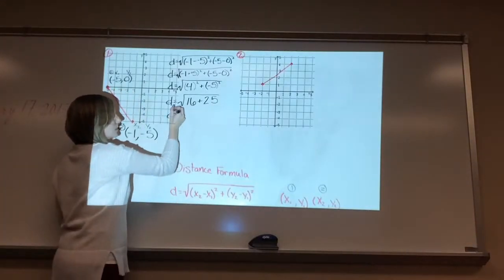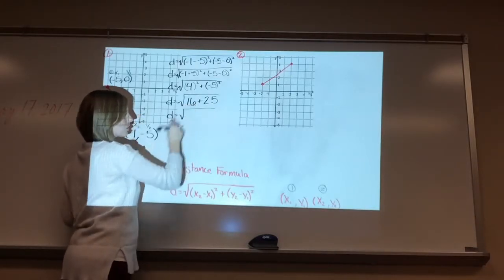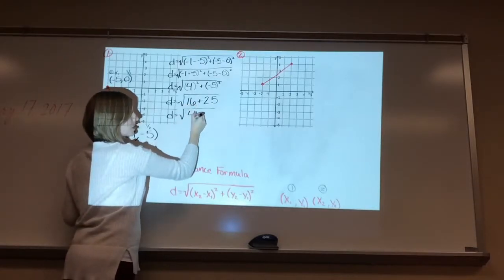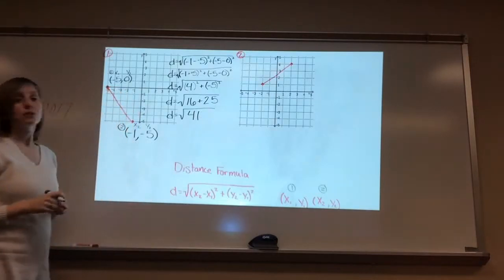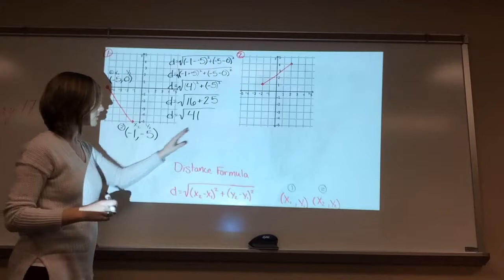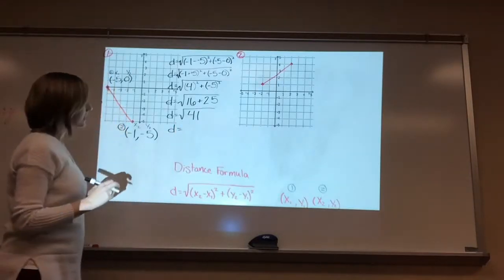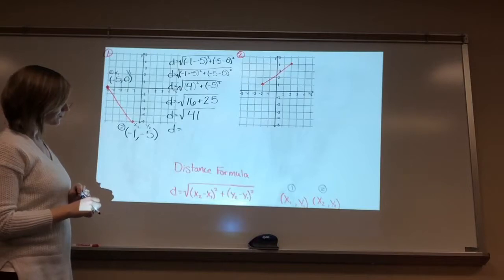Next, we need to add those two amounts together. So 16 plus 25, you should get 41. Now here you're going to want to use a calculator, okay? So the square root of 41 is not a nice round number. So go ahead and plug that into your calculator.